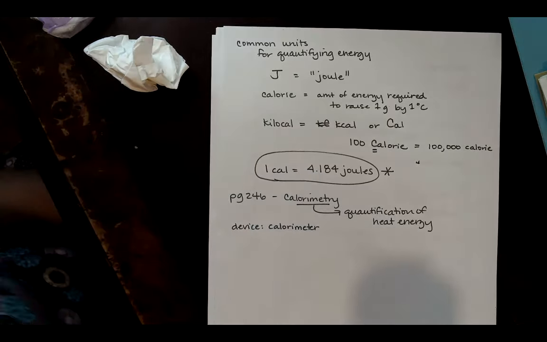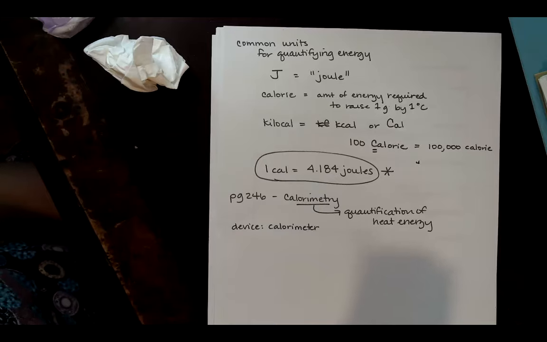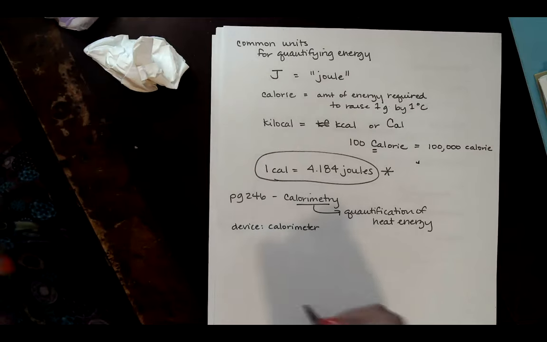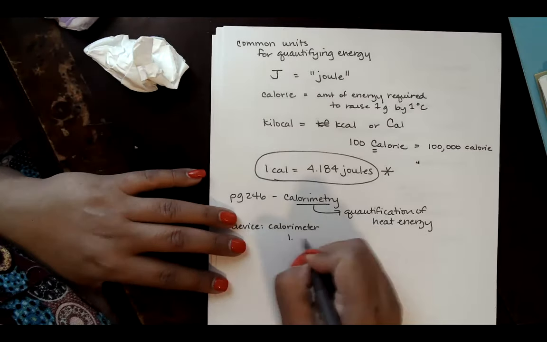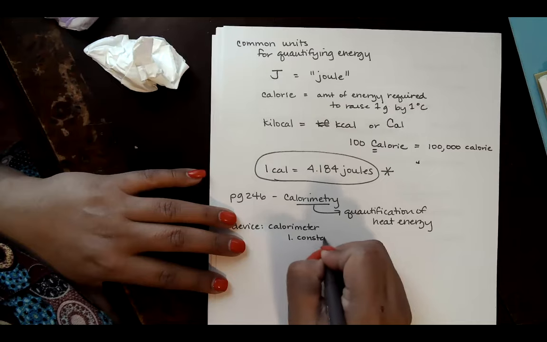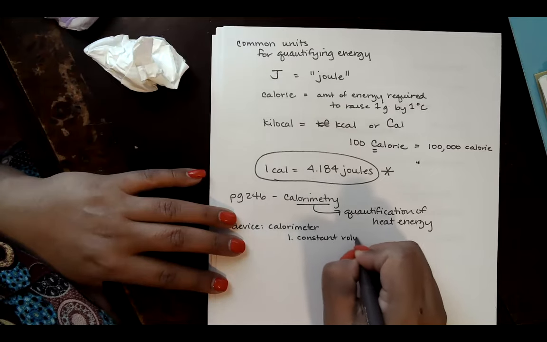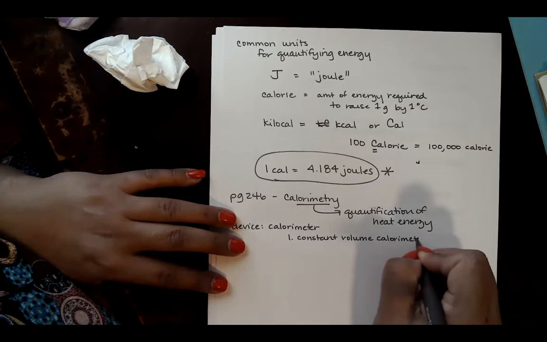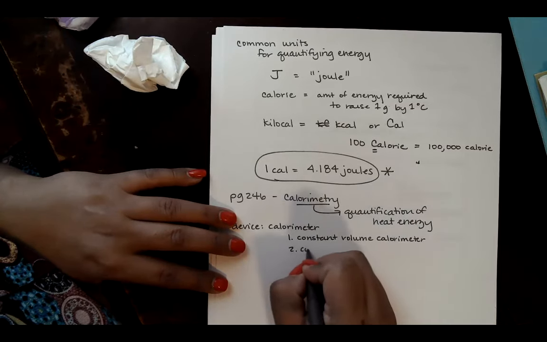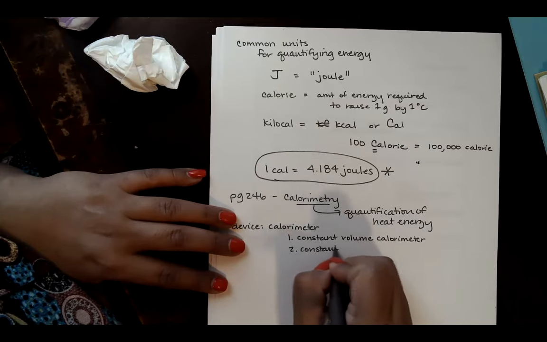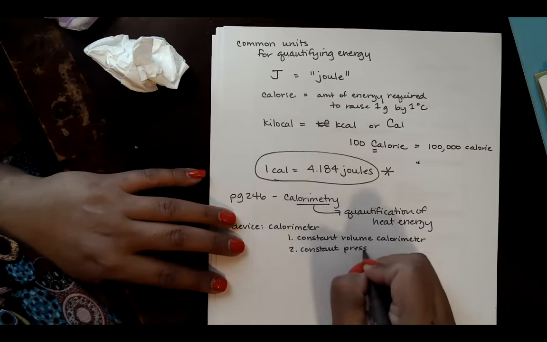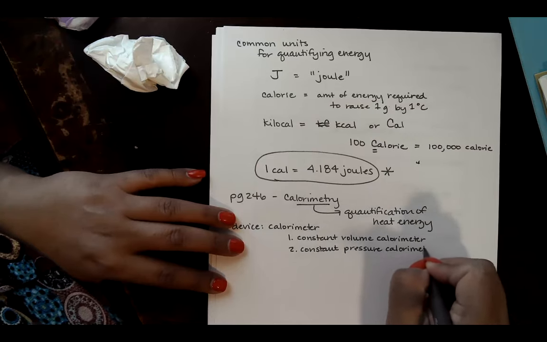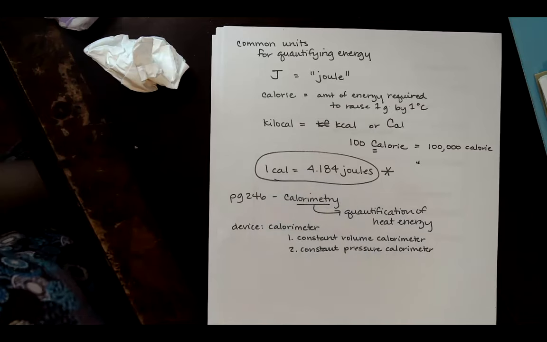And there are different kinds of calorimeter. There's what we call constant volume calorimetry, and then there's constant pressure calorimetry. So there's constant volume and then there's constant pressure calorimetry or calorimeters. So two different types of devices.